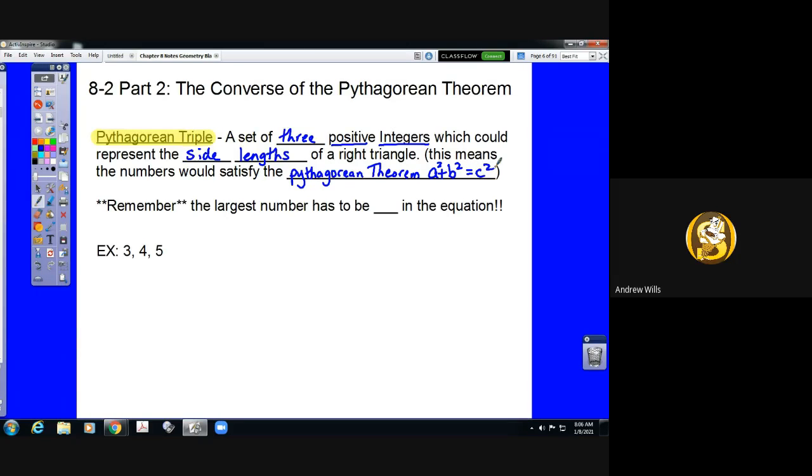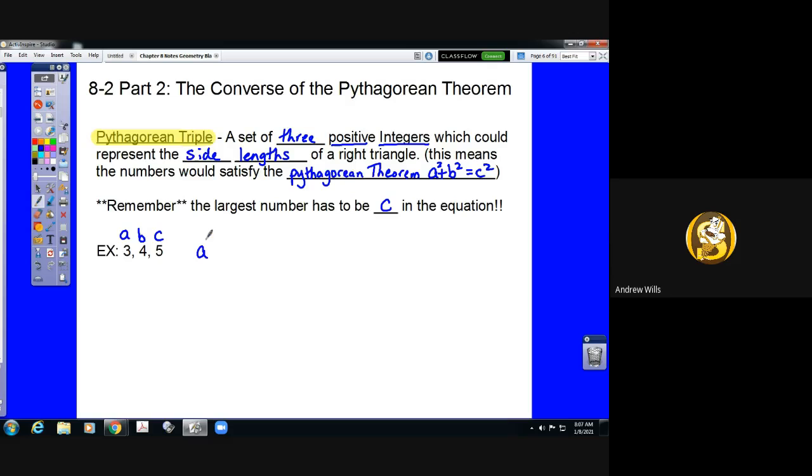That is what makes them a Pythagorean triple, a set of three integers that satisfy the Pythagorean theorem. Now keep in mind that whatever those three numbers are, the largest number has to be c. So when you look at your choices, the biggest number has to be your c value. Okay? So for example, 3, 4, 5 is a Pythagorean triple. The biggest number in that group is 5, so that's your c value. The other two, it doesn't matter which one you call a and which one you call b.